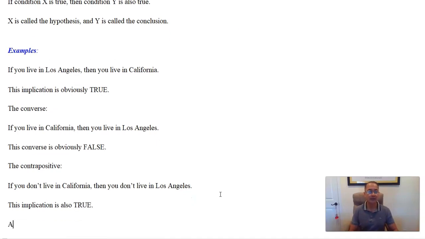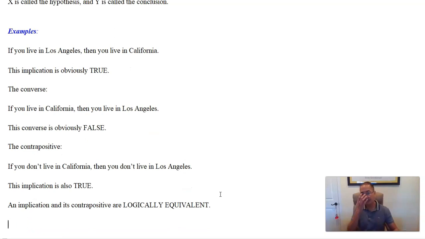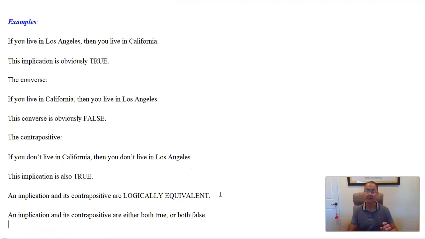So it turns out that an implication and its contrapositive are what's called logically equivalent. In math, we talk about equivalent formulas or statements. In this case, it means that an implication and its contrapositive are either both true or both false. If one of them is true, then the other is also true. So this idea is what we are going to use in order to understand the test for divergence.